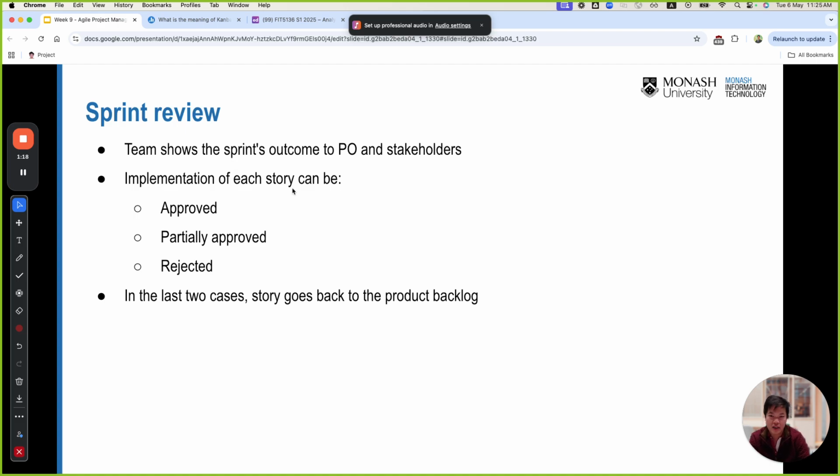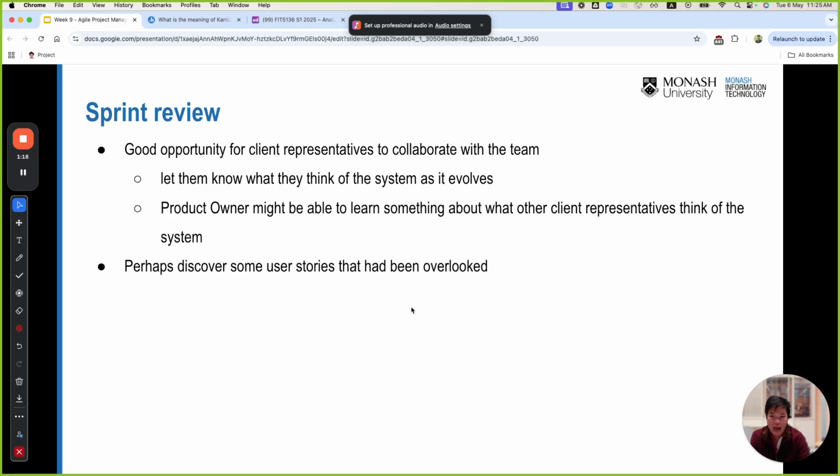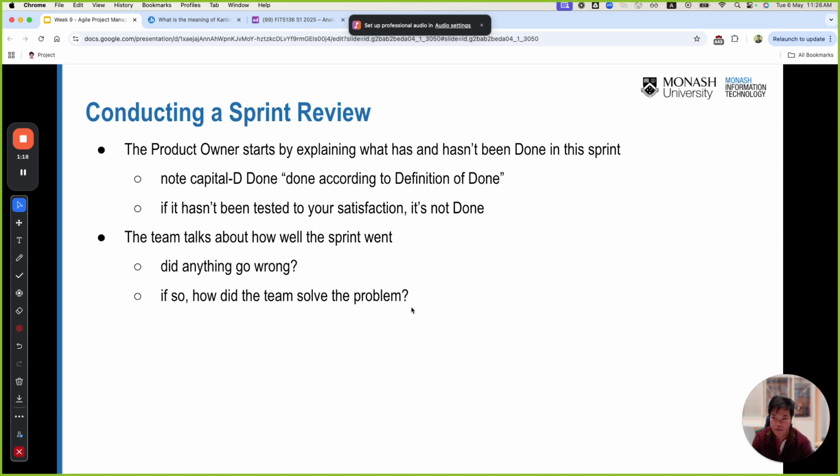Implementation of each story can be approved, partially approved, or rejected. In the last 2 cases, the story goes back to the product backlog. It is also a good opportunity for client representatives to collaborate with the team. You should let them know what they think about the system as it evolves. The product owner might also learn something about what other client representatives think of the system. So it's about customer interaction that happens during the sprint review.